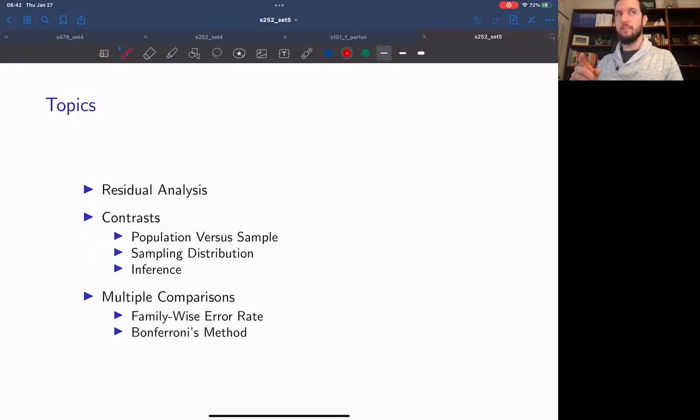Which are residual analysis and multiple comparisons. Now, there's another topic in this lecture set called contrasts. We require the definition of the contrast in order to set up the multiple comparison. So we're going to talk about these three different ideas, but the key ideas are, again, residual analysis and multiple comparison. We need the contrast to set up the multiple comparison.